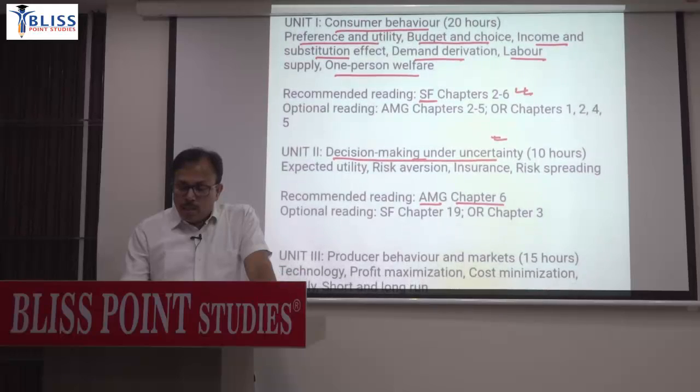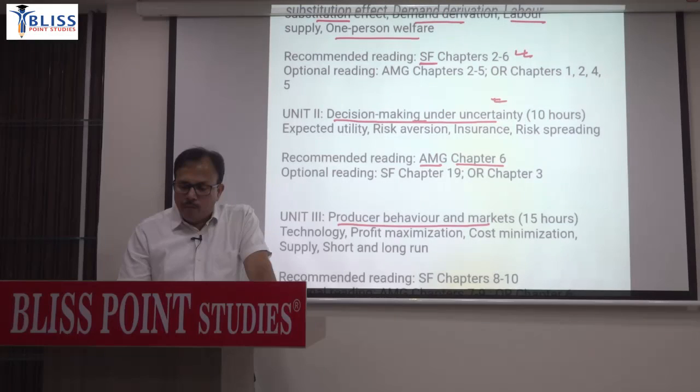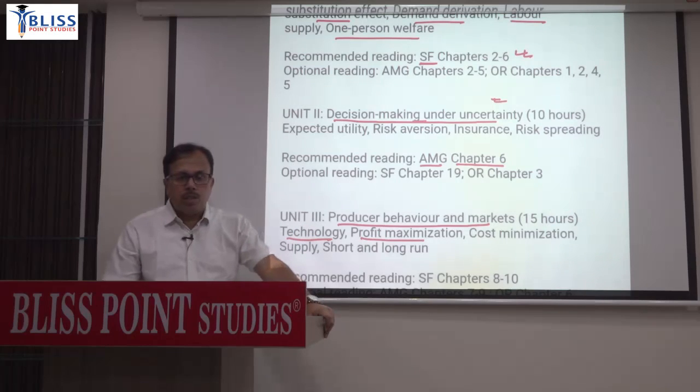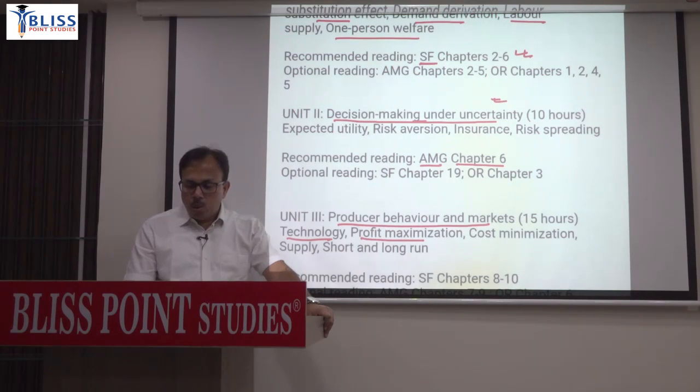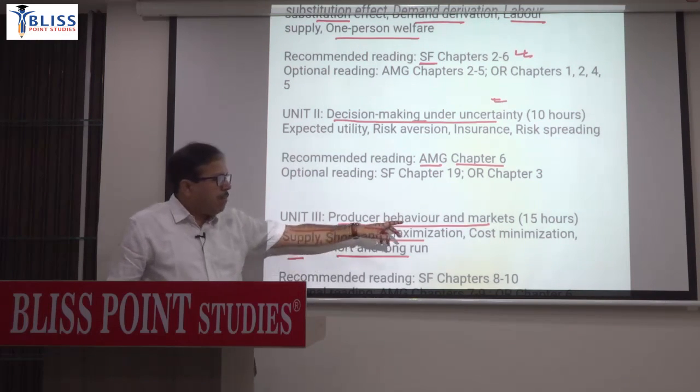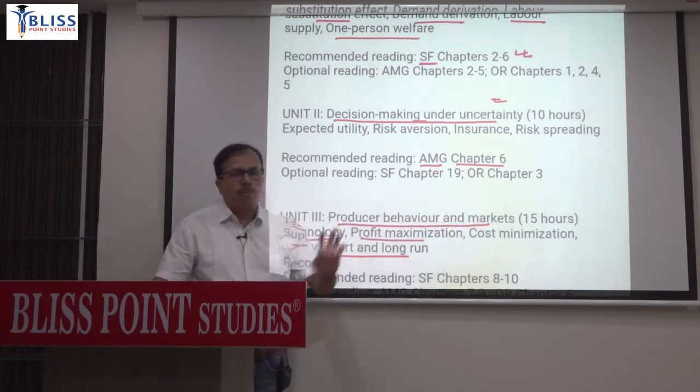And the third unit is producer behavior and market. Producer behavior and market will include profit maximization. Technology here basically means the production function. Then profit maximization, cost minimization, short run and long run supply curve. But in semester 3, this market will include only the perfect competition market.